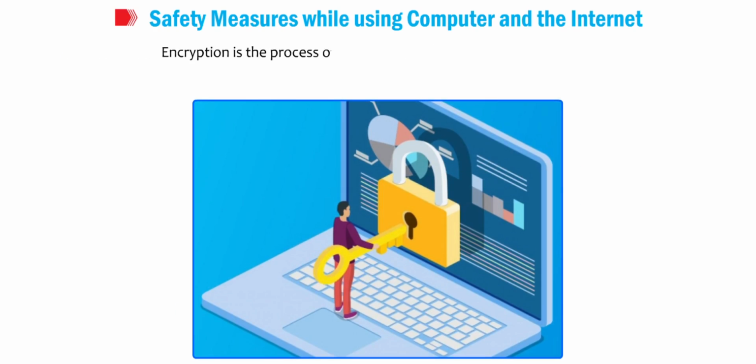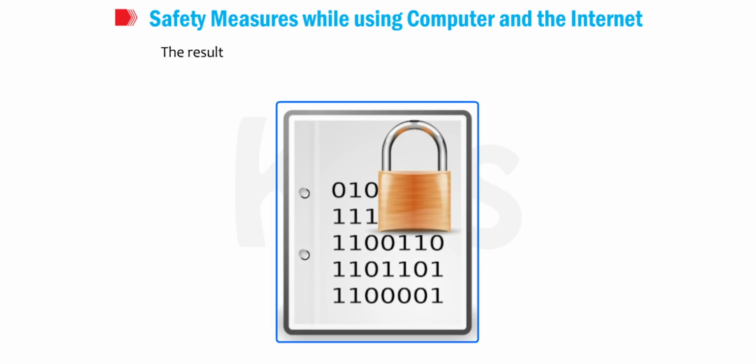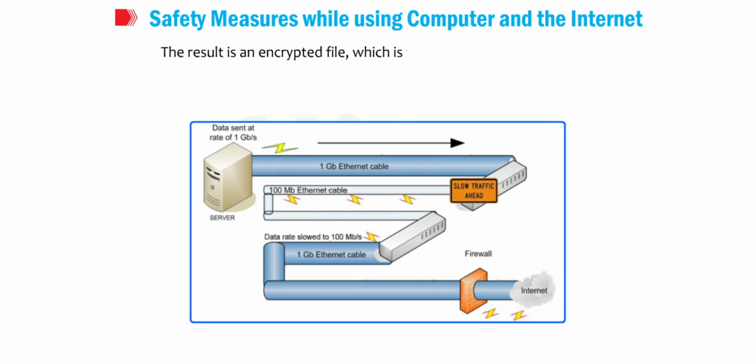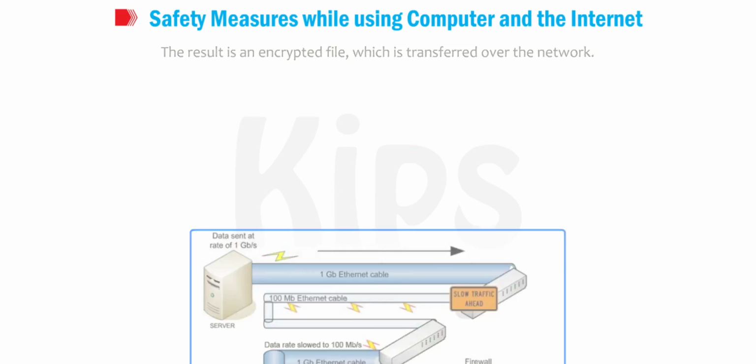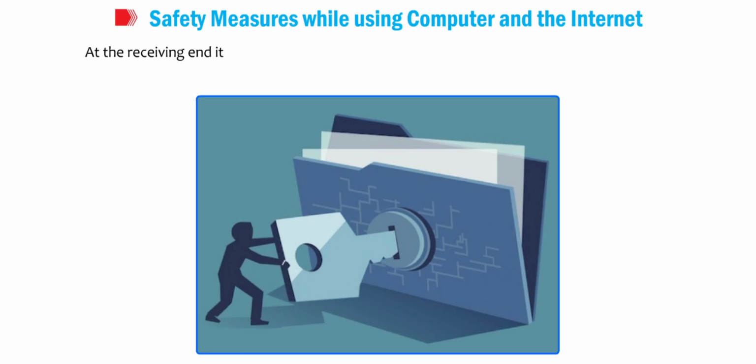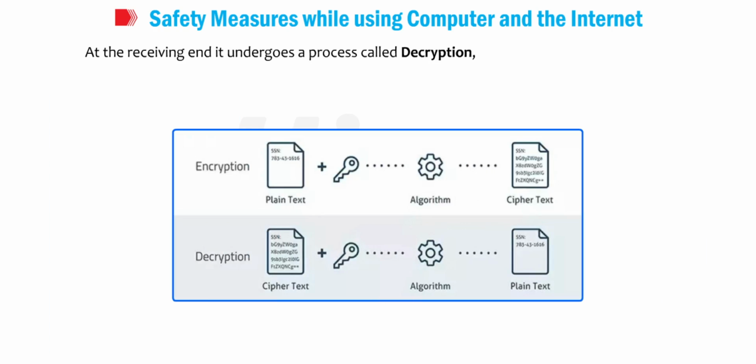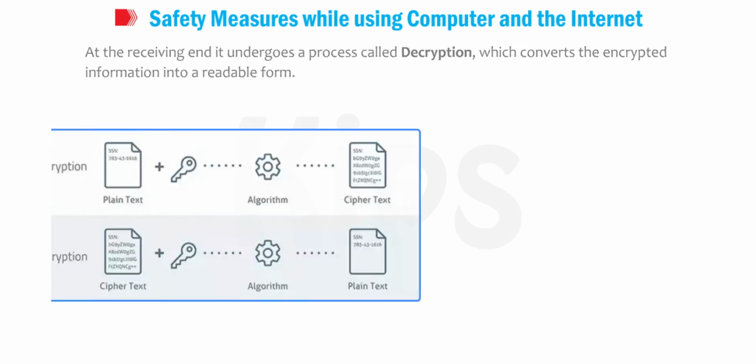Encryption is the process of transforming data into unreadable code. The result is an encrypted file, which is transferred over the network. At the receiving end, it undergoes a process called decryption, which converts the encrypted information into a readable form.